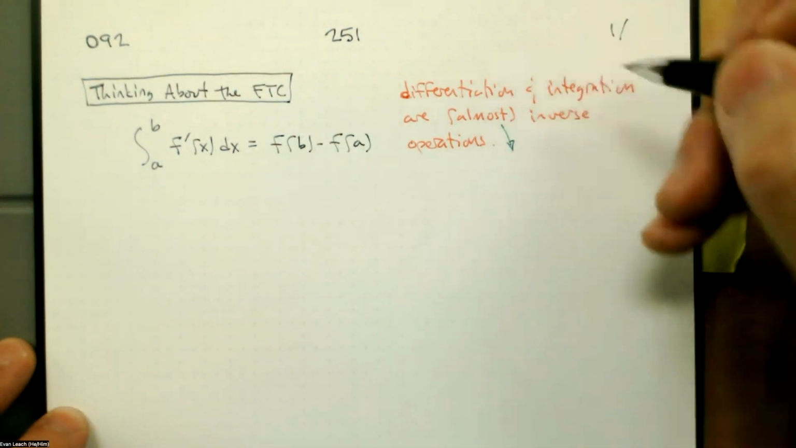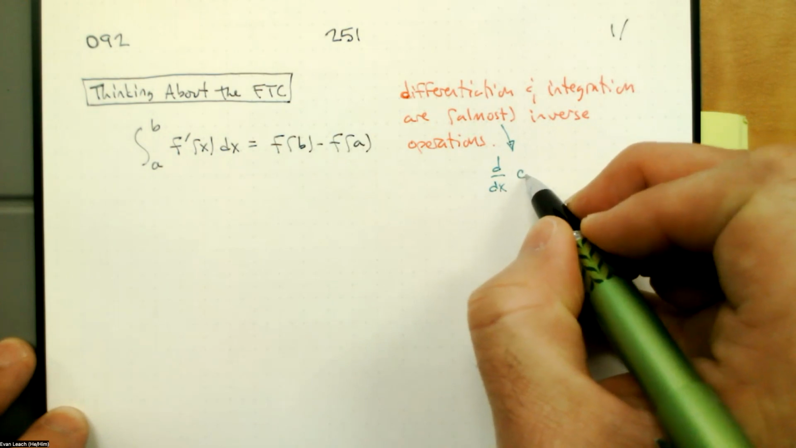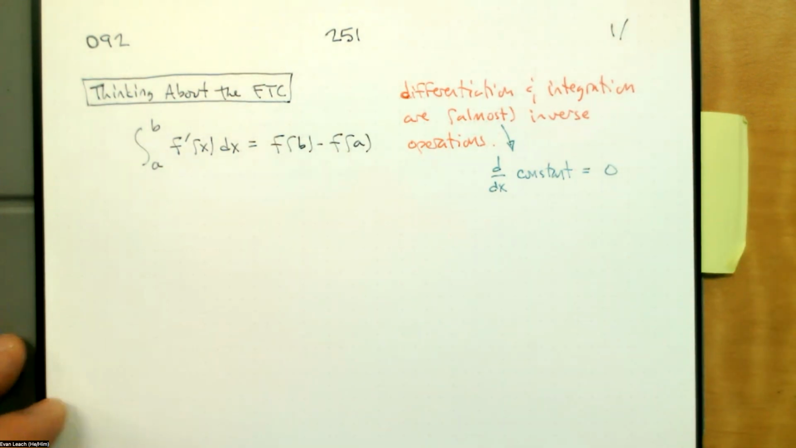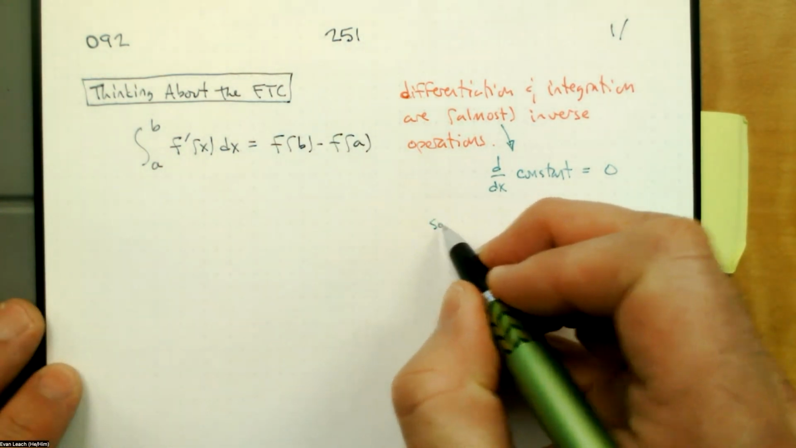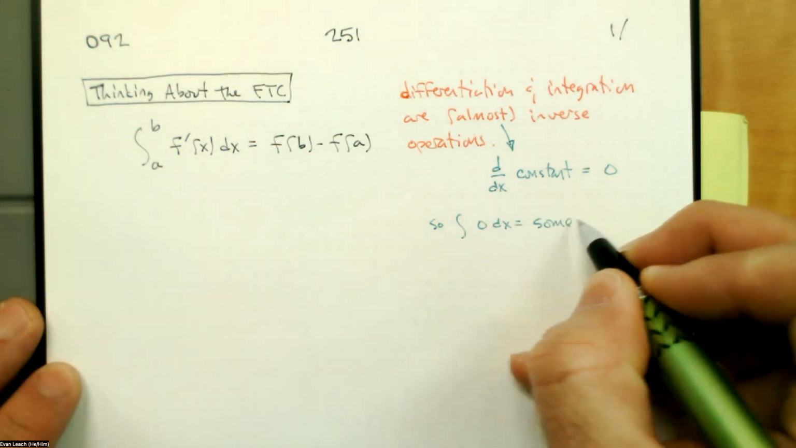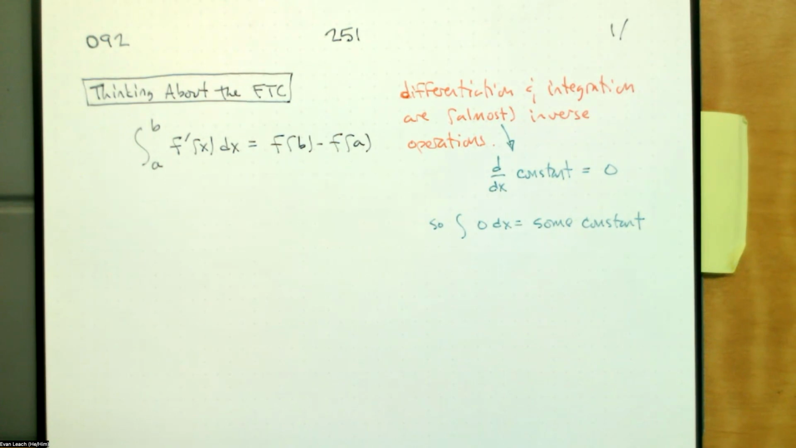So the reason that it's almost is that the derivative of every constant is equal to zero. So when we integrate zero, we get some constant that we don't know. Because every constant gets mapped to zero, when we go back the other direction, we don't know where it came from.